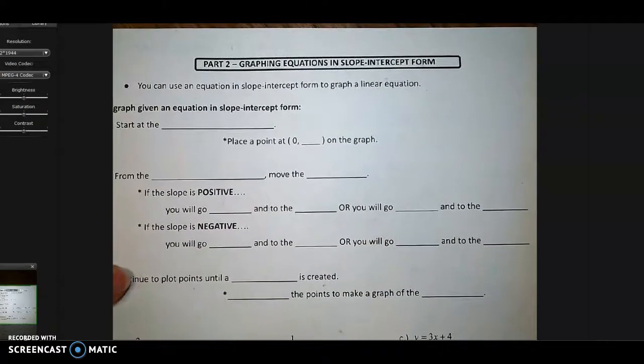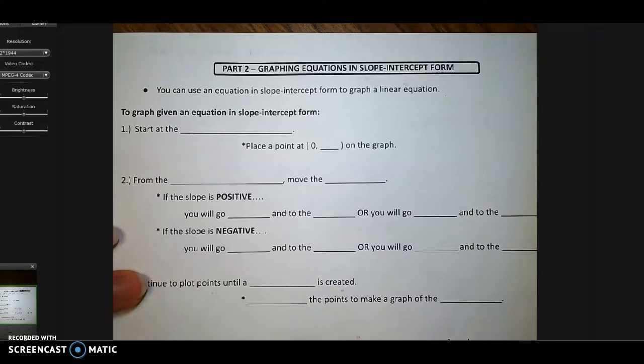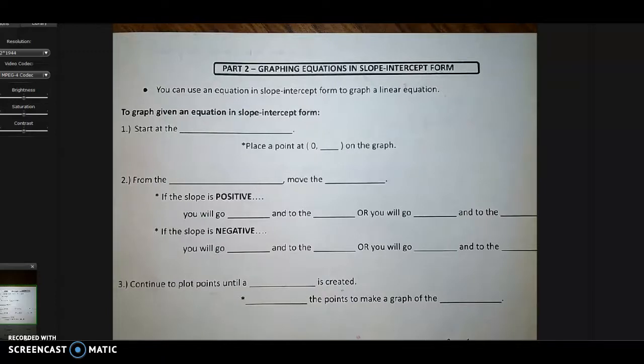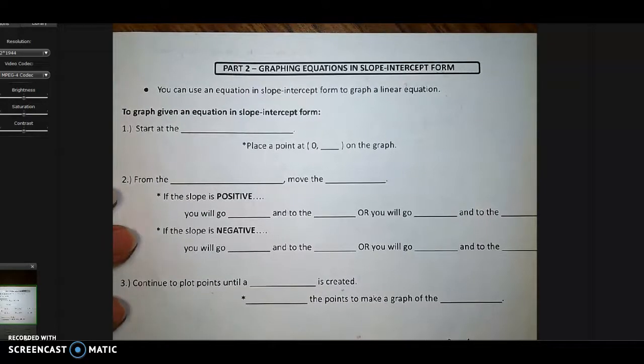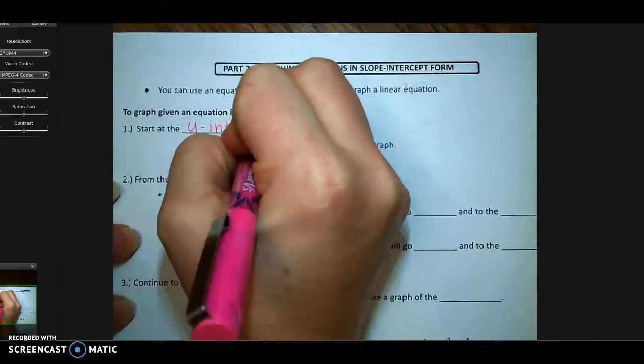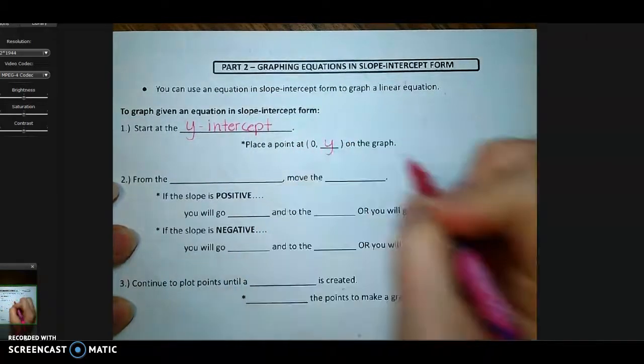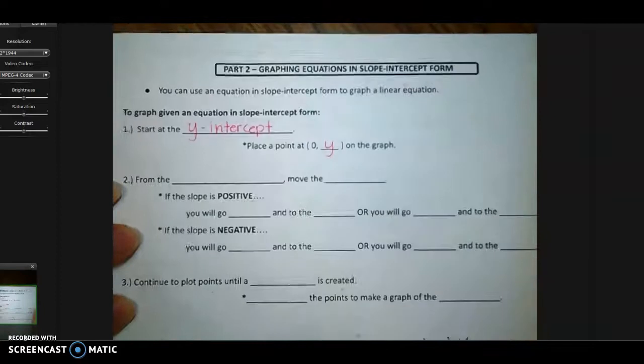Moving on to our back here, we're talking about graphing equations. So if they're giving us our equation in slope-intercept form, and we're going to graph that, I can use that to graph, and this is very handy. It makes it pretty quick. We just need to make sure that we know how to recognize all the parts. So to graph given an equation in slope-intercept form, we're going to start at that y-intercept. It's a really easy point. It's that place on the graph where x equals 0, and then we have the y. So we can just go right up and plot that point.